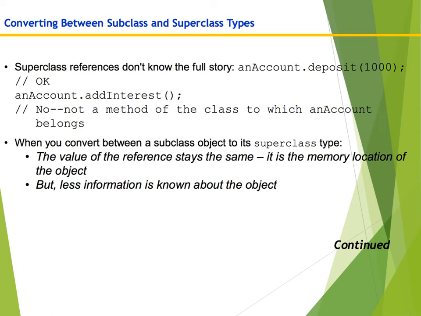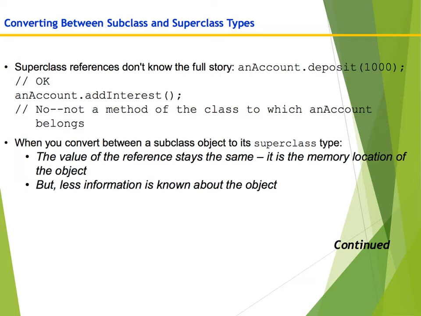But you gotta be careful when you refer to an object of a class with the type of its superclass. The superclass references don't know the full story. For example, if you have the reference an account that refers to a savings account, and you call a deposit method, that's fine because both the account and savings account have the method deposit.